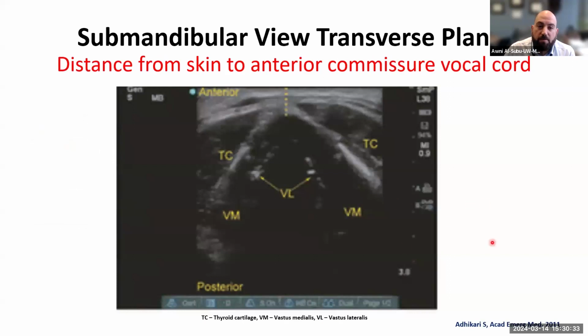Then you have a view where you want to do the cricoid, thyroid membrane view, where you want to look at the vocal cords and the distance from skin to the anterior commissure of the vocal cords. And this one, again, similar to the distance from skin to hyoid, in adult patients, they consider anything more than 28 millimeters an independent predictor of difficult laryngoscopy. However, all these studies have small numbers. They do not have the same approach and protocol.